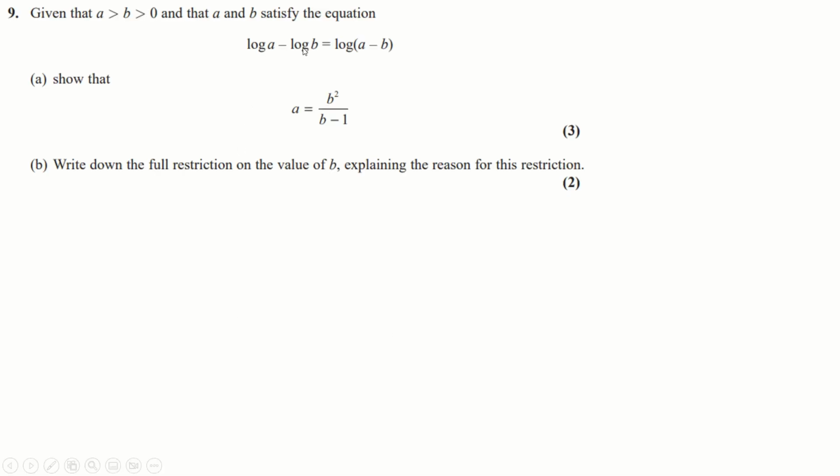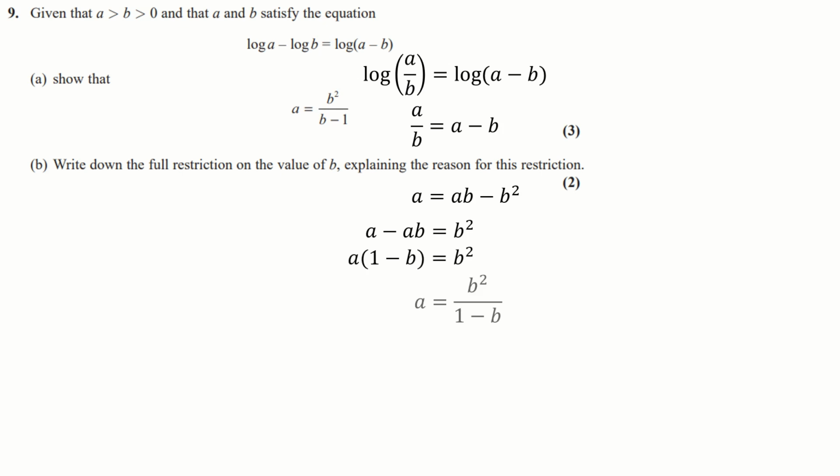Here then, the actual log law says that you do log of a divided by b here. But of course that just means a divided by b is equal to a minus b. You can times by b, you can move the ab over to the other side, you can factorize an a, you can divide, and we'll get the answer here. The full restriction for b: now we already know b is positive, but you must have known that anyway because you're putting it inside of a log. So b has to be positive.